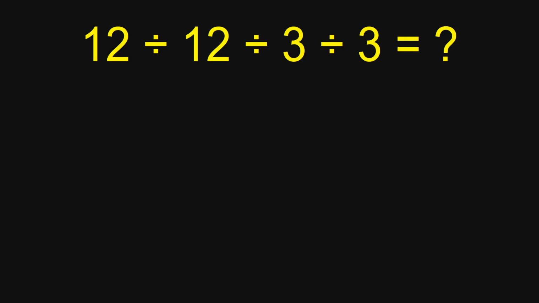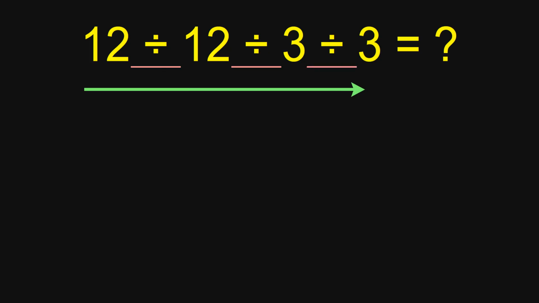According to PEMDAS and the order of operations, for this problem, which contains more than one division, we must work from left to right. So first we have to do this division, then this division, and at last this division. If we do this division before this division, it's wrong. Okay, let's start solving the problem.